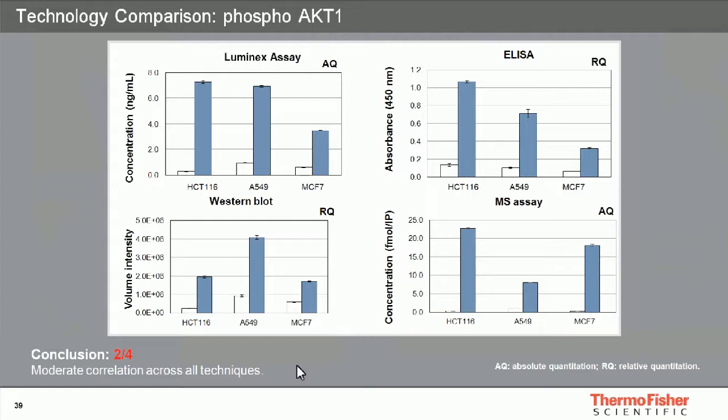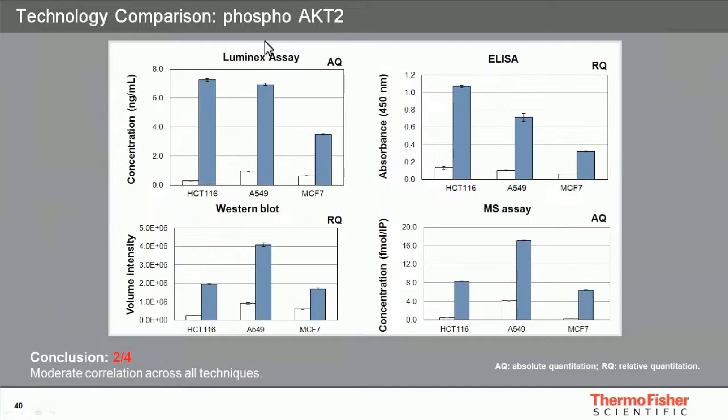If we look at the second target, phospho-AKT1, overall you get higher expression of AKT1 after IGF stimulation. So each technique was able to show that, re-verifying the model. But you can also see that if you look at the relative abundance of the upregulation of AKT1, each technique was giving somewhat different results. Luminex and ELISA correlate very well. Western blot and mass spec assays were giving conflicting results.